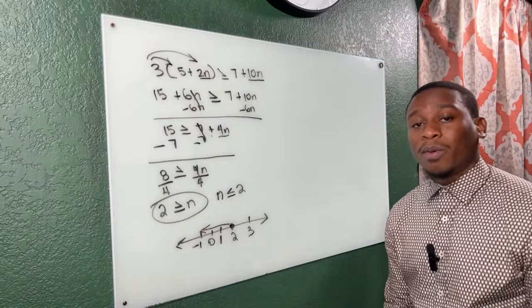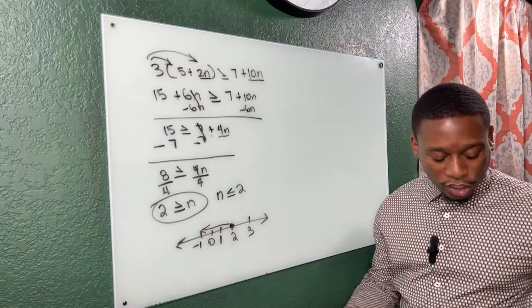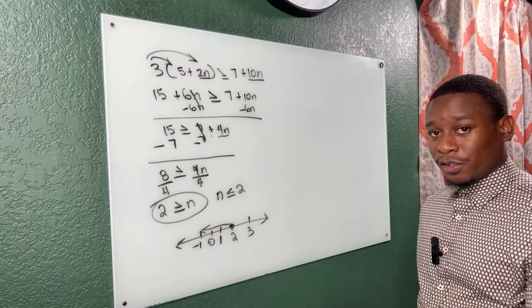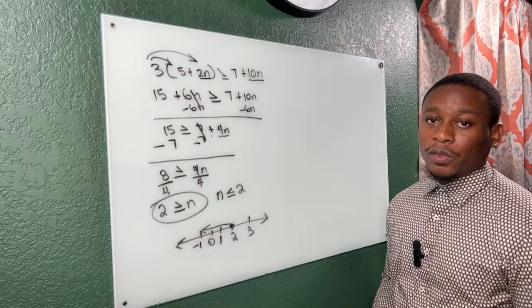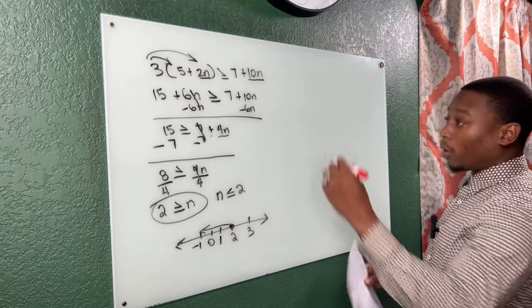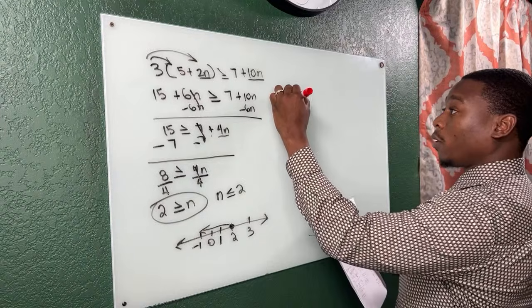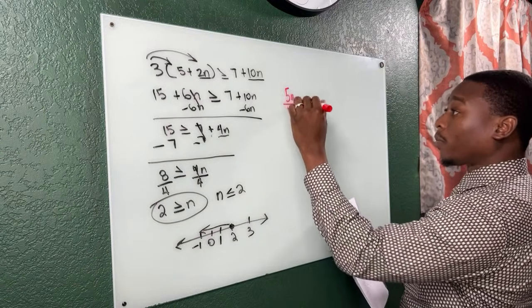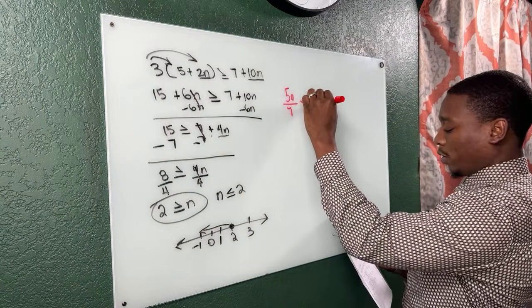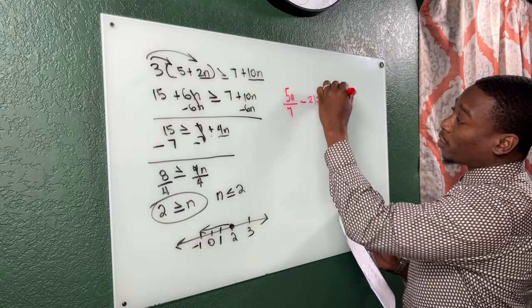When we go over to problem number 2, we're talking about equations that have fractions. Family, you know they're going to ask you this. So we had the problem right here: 5a over 7 minus 21 is equal to negative 46.